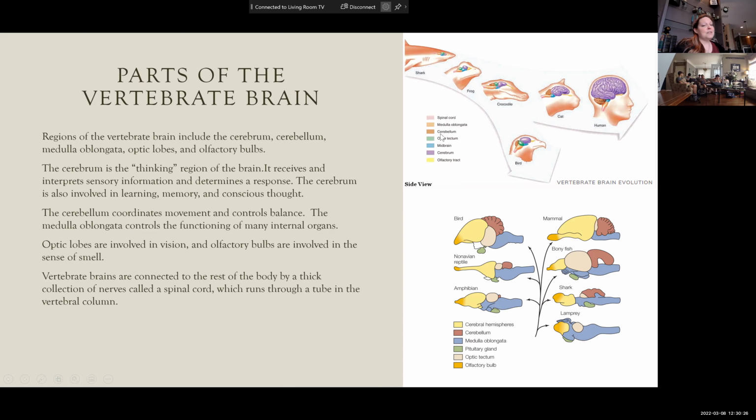So you got your optic lobes, they're involved in vision, and your olfactory bulbs are involved in smell. Vertebrate brains are connected to the rest of the body by a thick collection of nerves, your spinal cord, right? That's going to run all the way down your vertebral column.